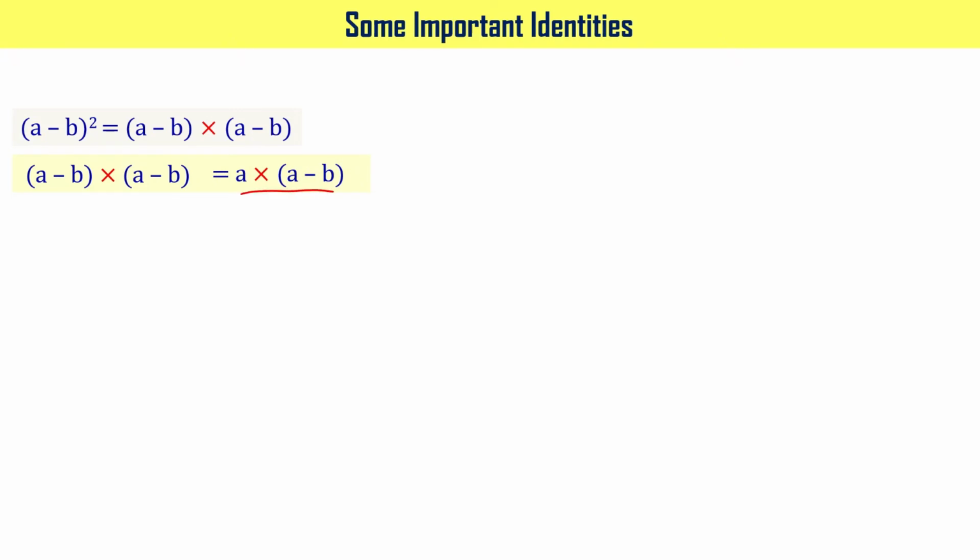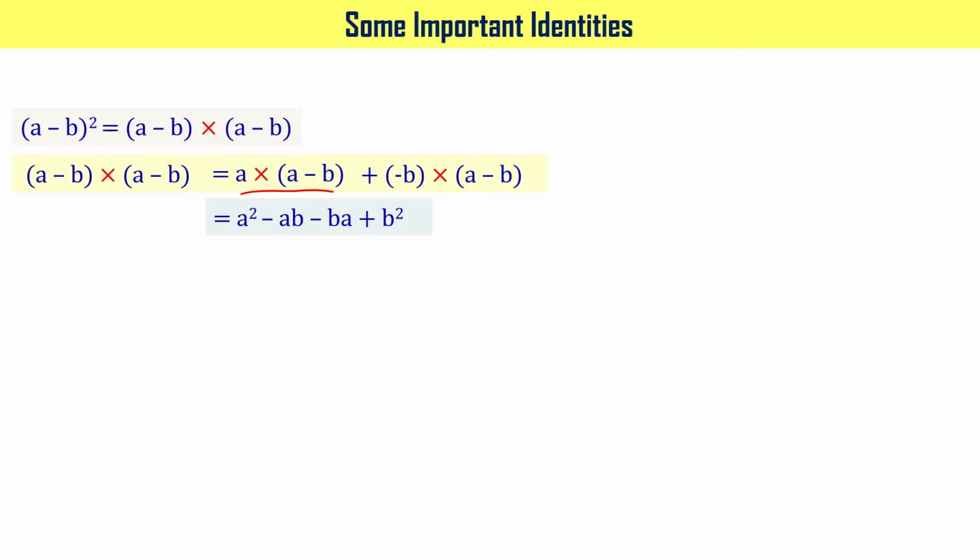Let's learn about another identity. a minus b whole square can be written as a minus b times a minus b, right? It is a multiplication of two binomials. I know how to write. First, I'll write a times a minus b, then plus minus b times a minus b, right?